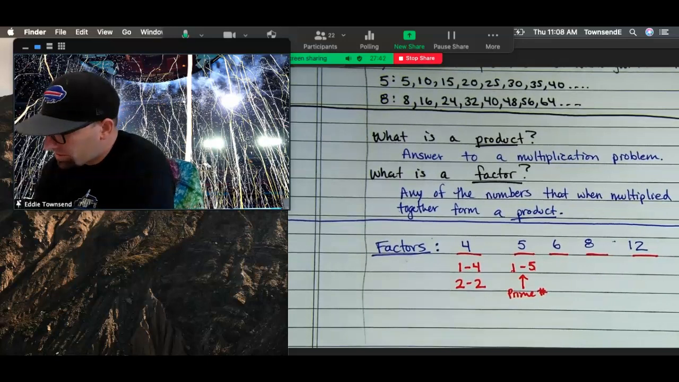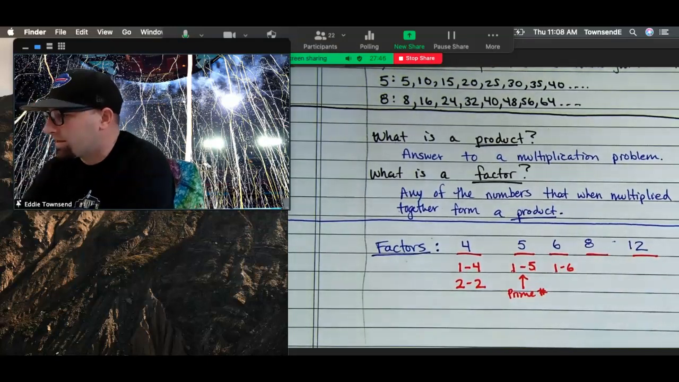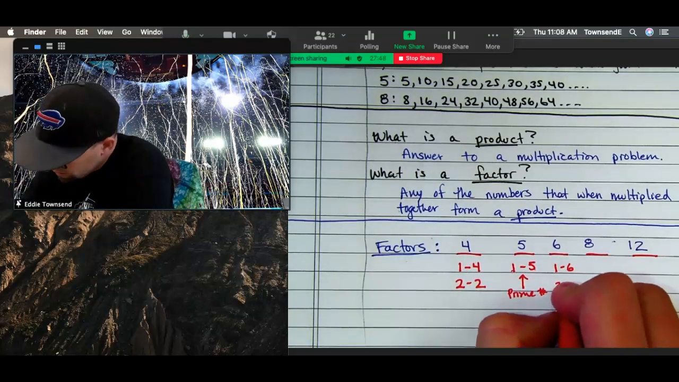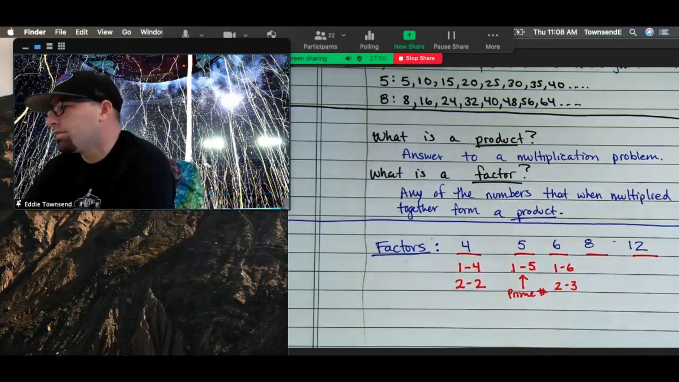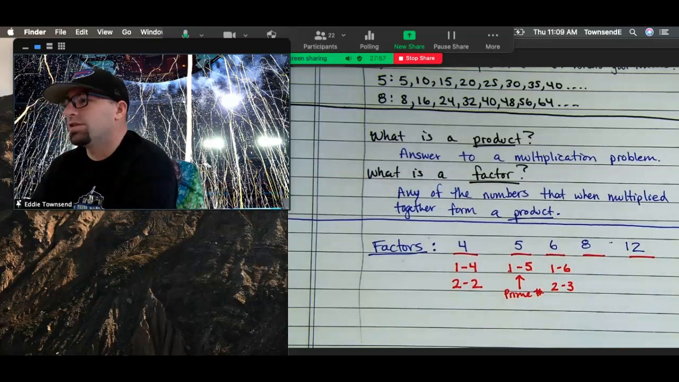Okay, so let's do 6. We'll start with 1 and 6. 1 times 6, 6. 2 times 3. And that's it, because you can do 3 times 2 or 2 times 3 and 6 times 1 or 1 times 6. That's all the factors for 6.